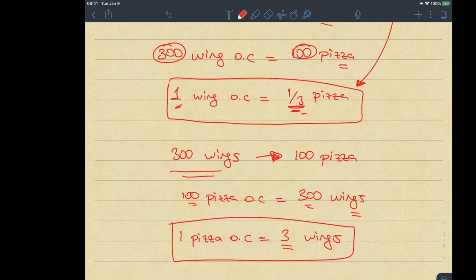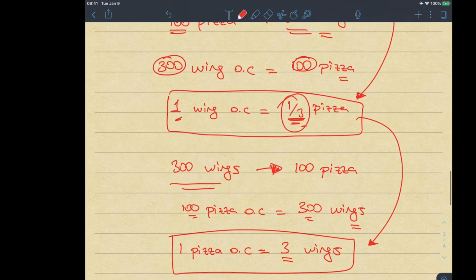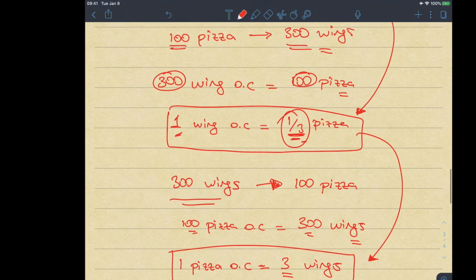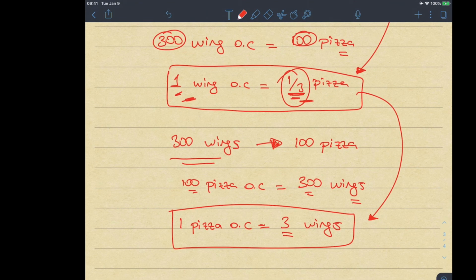So basically, that's just the inverse. And I know that at the same time, the value we find here is just the absolute value of the slope. So basically, our end result is that the opportunity cost of producing one wing is always constant. Since it's always constant, the opportunity cost of producing one more pizza is always constant, and it's always 3.